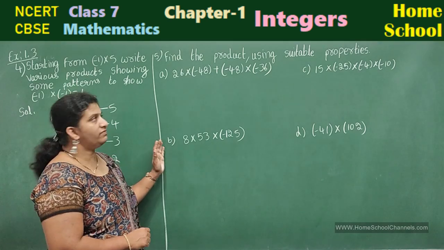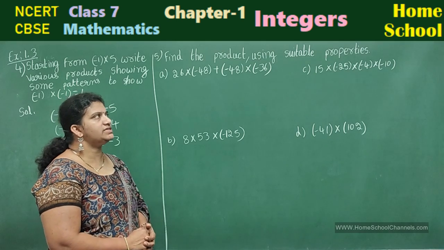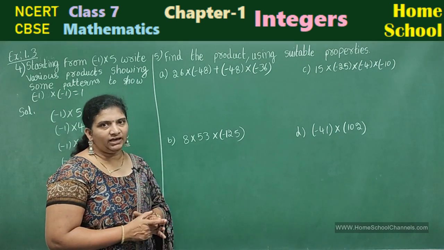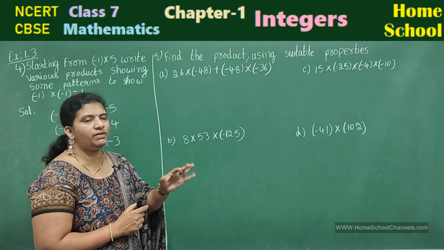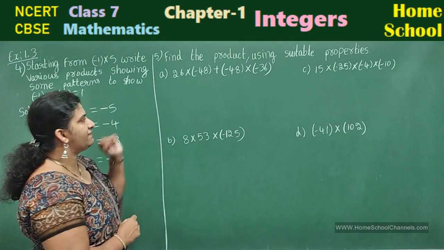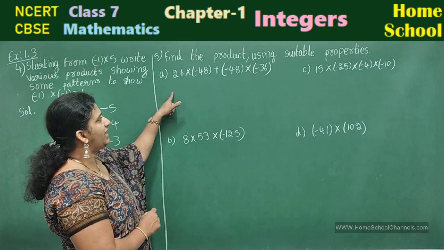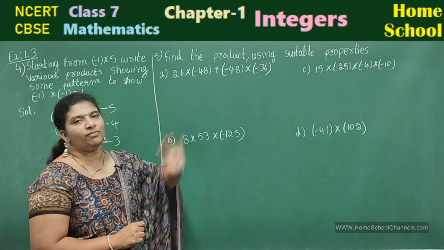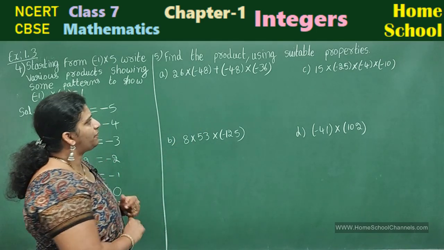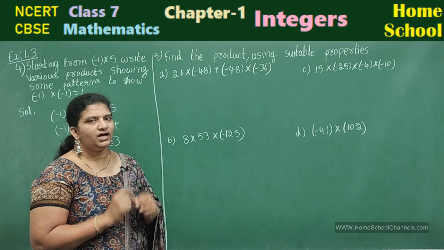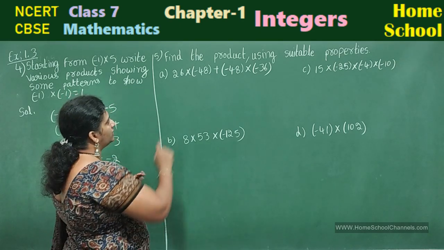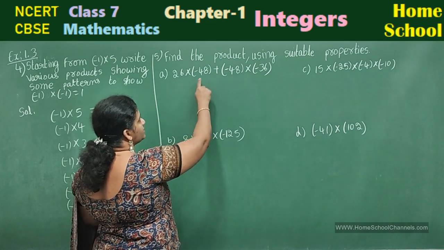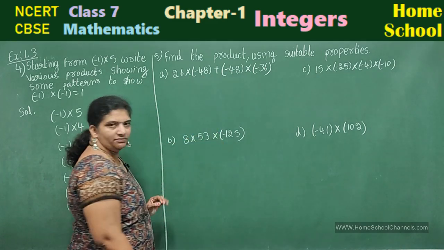Okay. Fifth one, find the product using suitable properties. We need to multiply by using the suitable properties. Okay, let us see the first one. A, 26 into -48 plus -48 into -36. Which property can you think of? Observe carefully. Among these two, -48 is common.